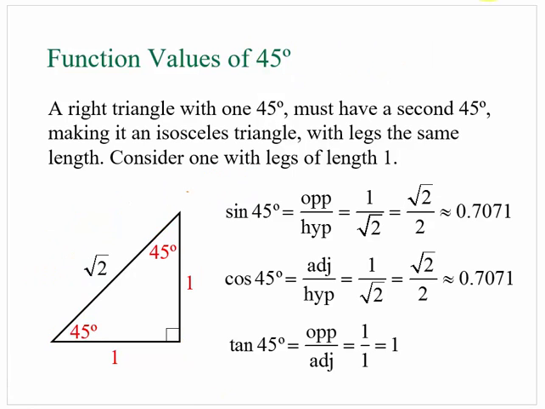So that means that if we're going to find the sine of 45, it doesn't make a difference which 45 we're looking at. Opposite is going to be 1, hypotenuse is going to be root 2. And then we rationalize it by multiplying the numerator and the denominator by root 2. Cosine is going to be adjacent over hypotenuse, so it actually ends up being the same answer. And tangent, opposite over adjacent, will be 1 over 1.